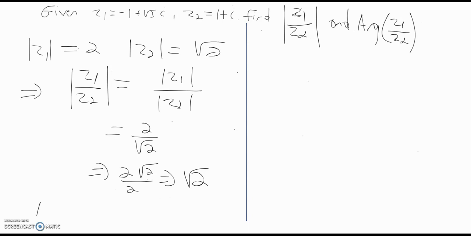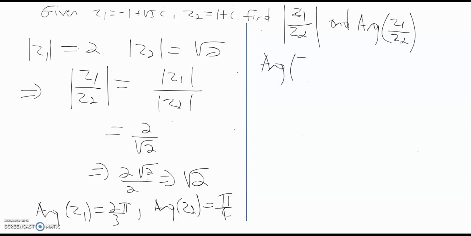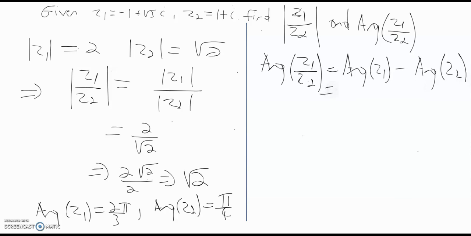We can also recall that the argument of z1 was equal to 2 pi over 3, and the argument of z2 was equal to pi over 4. Now, by the property, the argument of z1 over z2 is equal to the argument of z1 minus the argument of z2, which turns out to be 2 pi over 3 minus pi over 4. This boils down to 5 pi over 12.